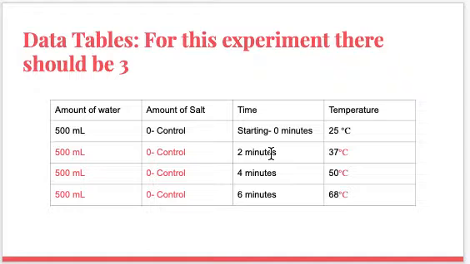And then after 2 minutes, it was up to 37 degrees C. After 4 minutes, it was 50 degrees C. And after 6 minutes, it was 68 degrees C. Now this still wouldn't be boiling. 100 degrees is boiling. So your data table would be longer than this.